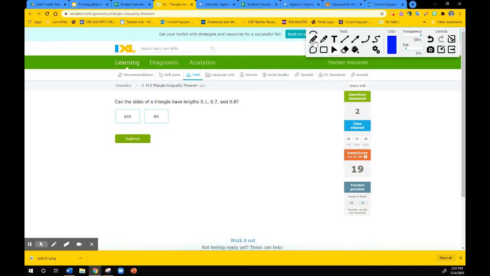Okay, it gets a little bit trickier when it's decimals. You've got to be able to add your decimals. So 0.1 and 0.7 add together to give you 0.8, and 0.8 is the same as the third side. Remember, it has to be greater than, it cannot be equal. So here we're going to say no again, because 0.8 is equal to 0.8. So far we have 3 no's. Here we have 4 plus 1, which is 5, and 5 is not greater than 7. So we're going to say no again. That's 5 no's.